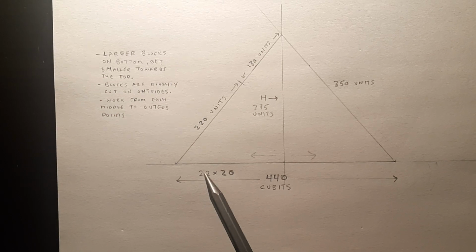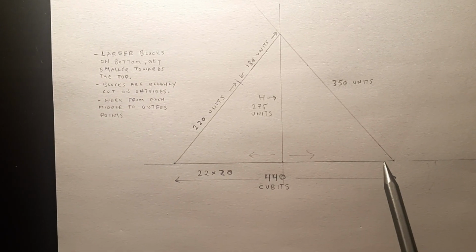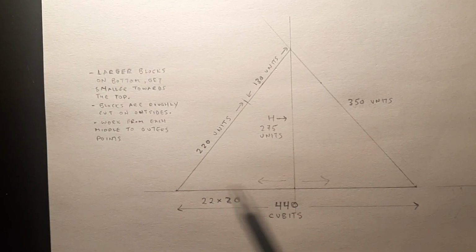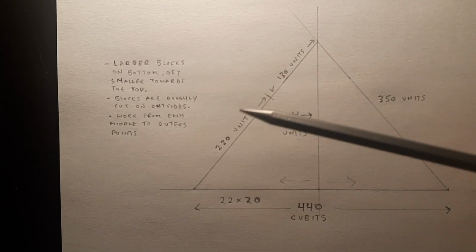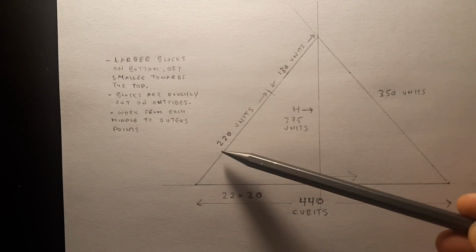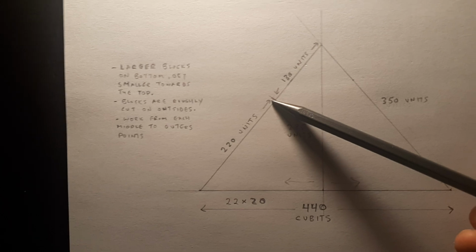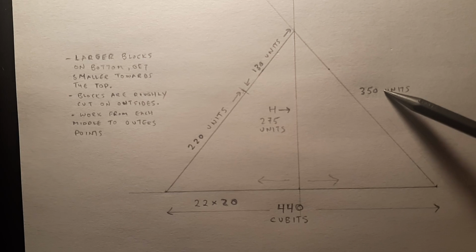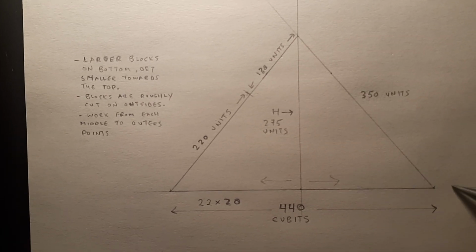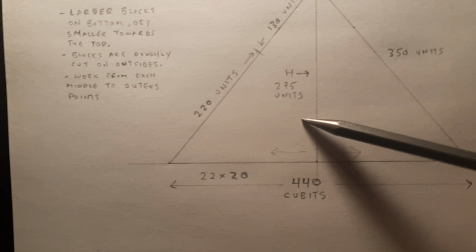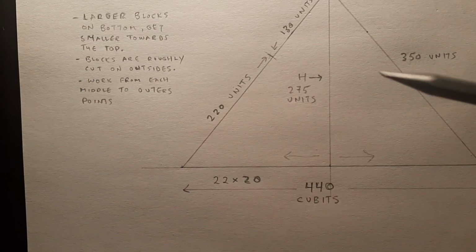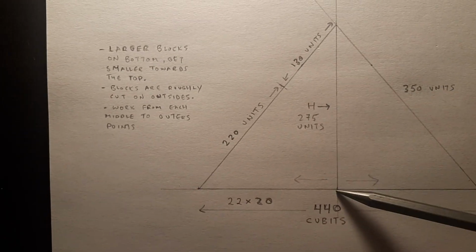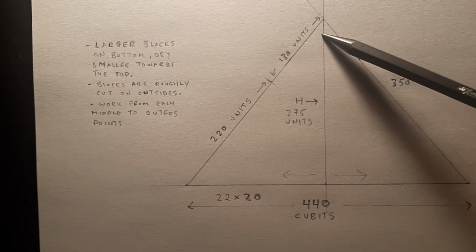Each half there would have been 22 times 10, 220, and 220, giving you a total of 440. And using my calculations earlier, I came up with 220 would go to about there, and the remainder is approximately 130 units, giving you 350 units for the length of that side. And the height being 27.5 units.